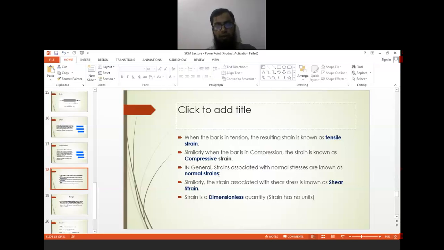As we know, strain is change in length upon original length. So it is a dimensionless quantity. It has no dimension.